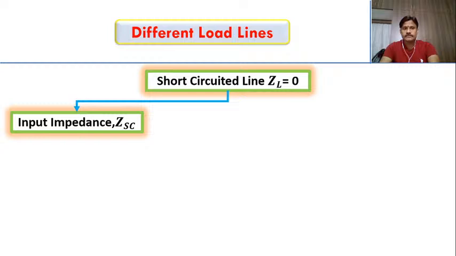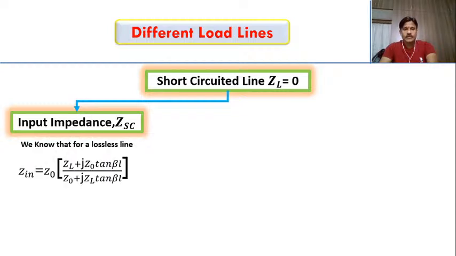In this case, we want the input impedance ZSC. So what is the original input impedance for any lossless line? We have the formula. We know that for a lossless line, Zin equals Z0 into ZL plus jZ0 tan beta L, divided by Z0 plus jZL tan beta L. Students, observe, here we are considering the lossless line, not a lossy line. So for a lossless line you will get tan beta L; there will be no hyperbolic function.